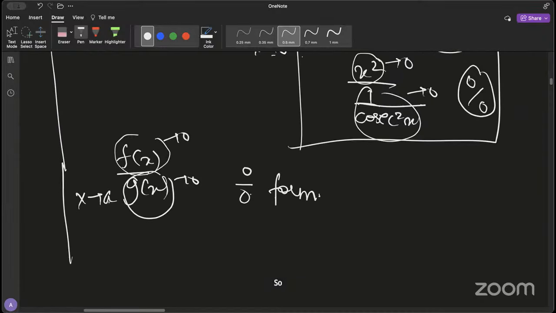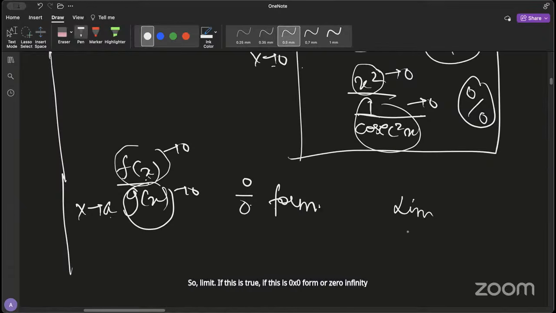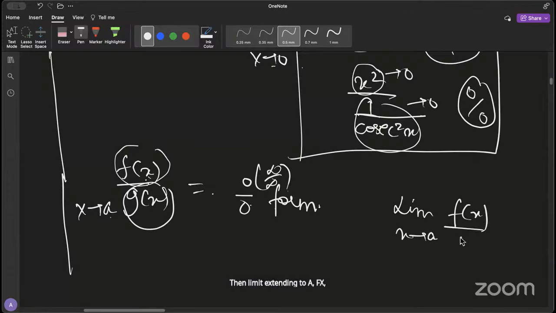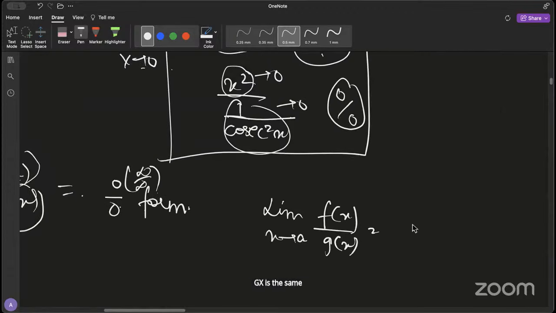So instead of putting the a directly here, what you can do is take the derivative of the numerator. If this is 0 by 0 form or infinity by infinity form, then the limit x tending to a, f(x) by g(x) is the same as the limit x tending to a, f dash x by g dash x.